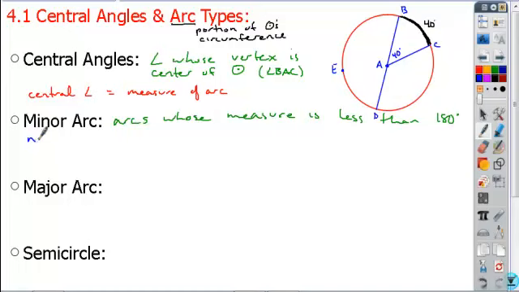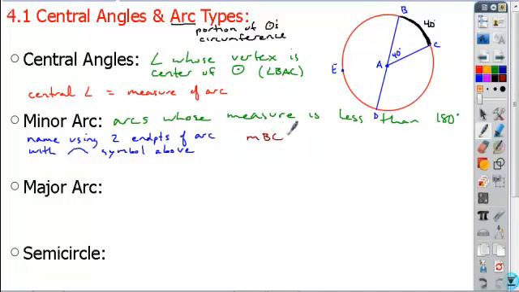When you name a minor arc, you're going to name it using 2 points with an arc symbol above it. And so the way that would be identified is the measure of arc BC. And because an arc is equivalent to its central angle measure, this arc BC will have the same measure as its central angle, 40 degrees.